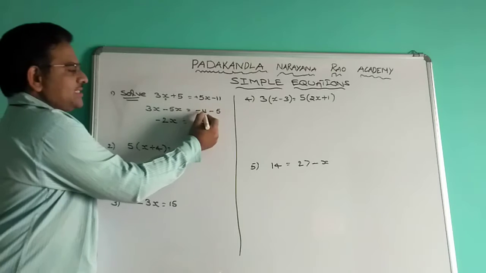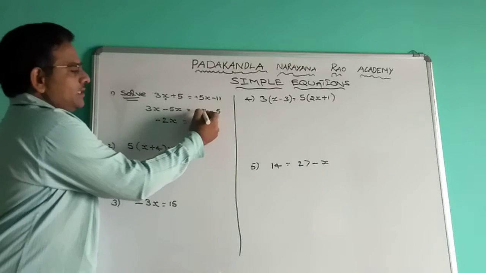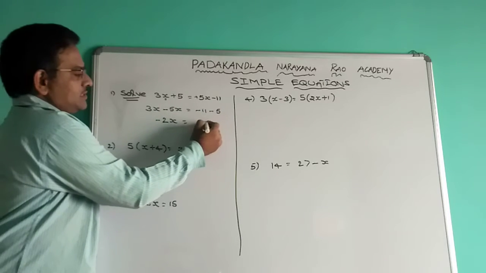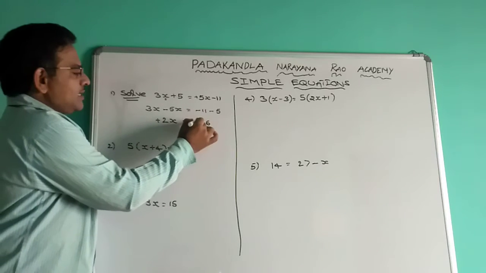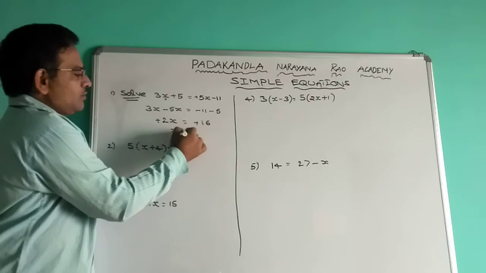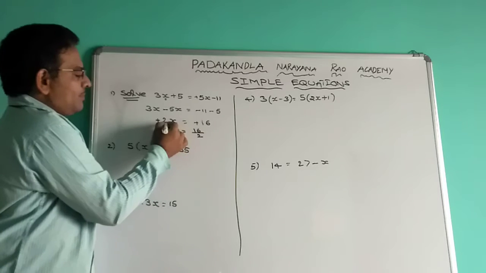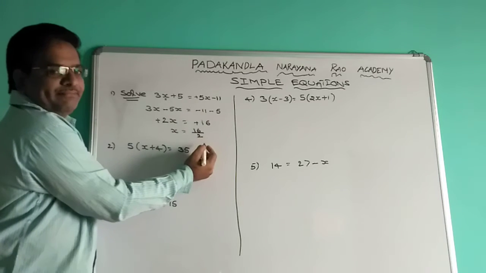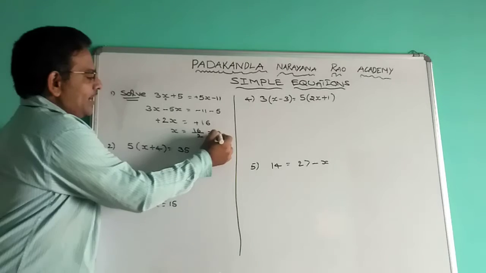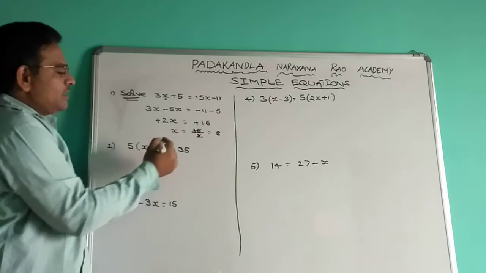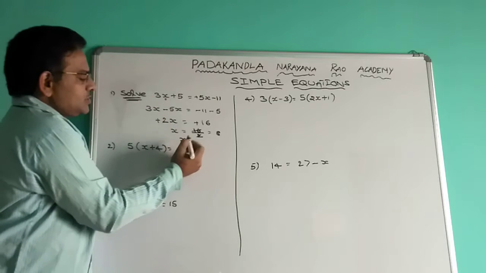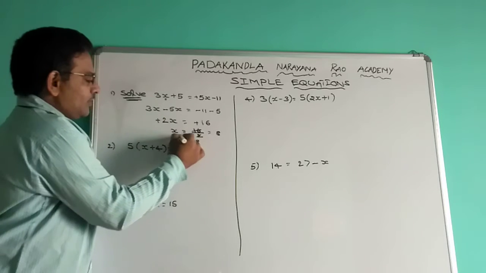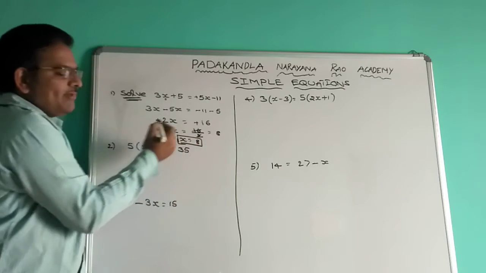Both have the same sign, so add them. That means 11 + 5 = 16, with minus. Now minus minus cancel, x = 16 by 2. Here it is multiplying, so take it to the other side. Then x = 8. 2 ones are 2, 2 eights are 16. So in this problem, solve means you find the x value, 8. Our answer will be correct or not?